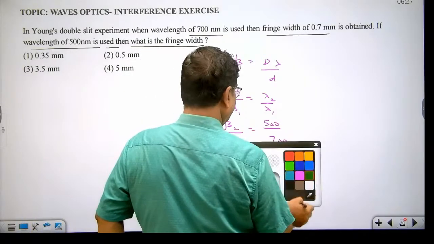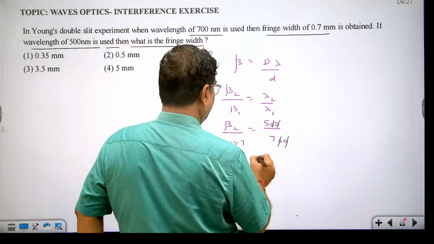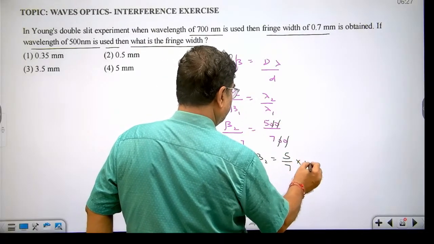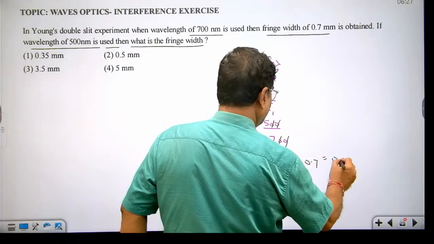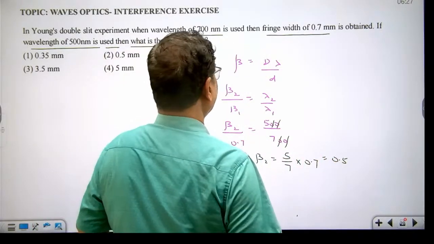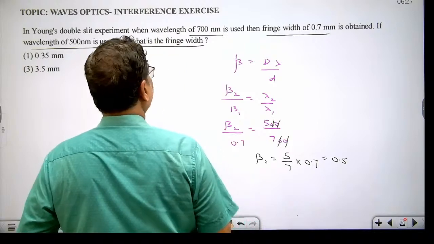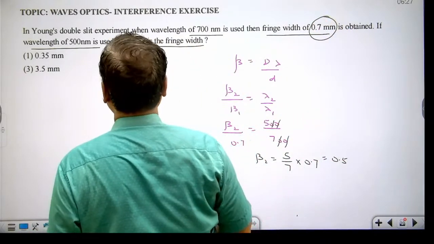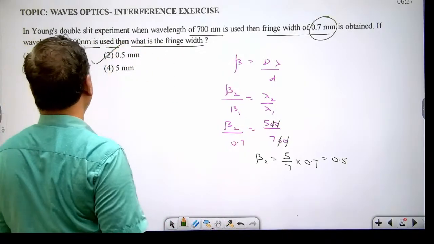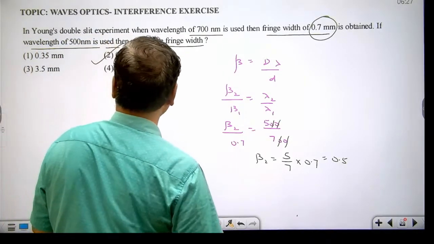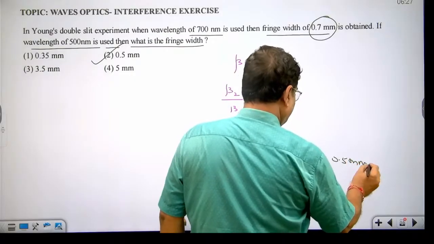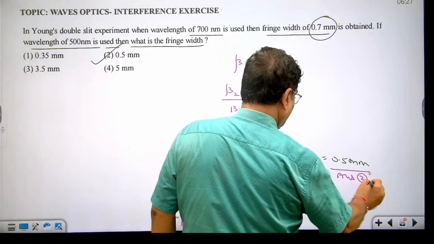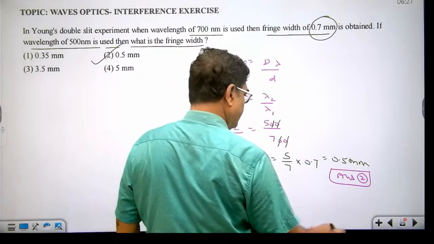So after solving this, the zeros will get cancelled. So beta 2 will be equal to how much? 5 upon 7 into 0.7. So this is 0.5. 0.5 means what? Not nanometer, this is 0.5 millimeter. Okay. Units are very important. So out of 4 choices, the correct answer is option 2. Option 2 is the correct answer.